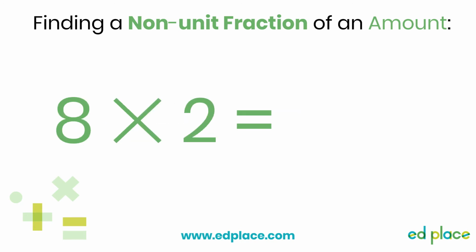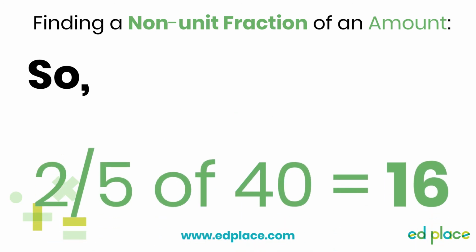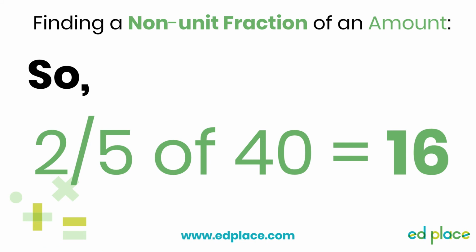Next, step 2 is to find 2/5 by multiplying. 1/5 of 40 equals 8. So to find 2/5, we need to find 2 lots of 8. 8 times 2 equals 16. So, because 1/5 of 40 is 8, 2/5 of 40 is 16.